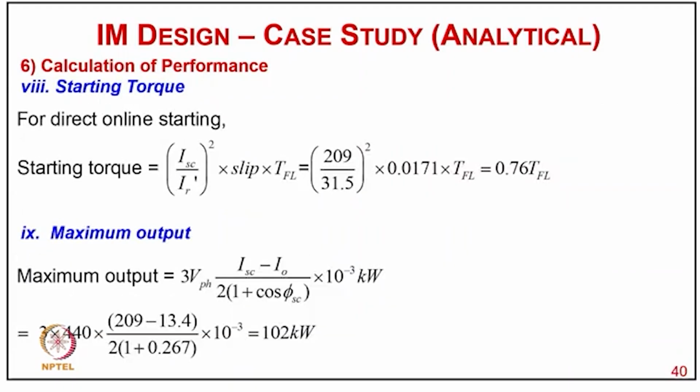Now coming to starting torque calculation for direct online starting, Isc upon Ir square into slip into TFL. Putting the values, it comes 0.76 into TFL, and maximum output, putting values, is 3 VPH (Isc minus I0) divided by 2 (1 plus cos phi SC) into 10 power minus 3 kilowatt. It comes 102 kilowatt for a motor of typically 50 kilowatt output. So this is the analytical complete design of this motor.